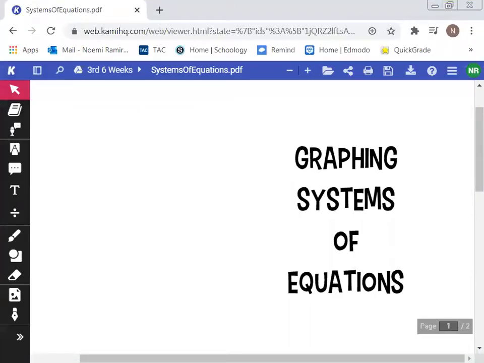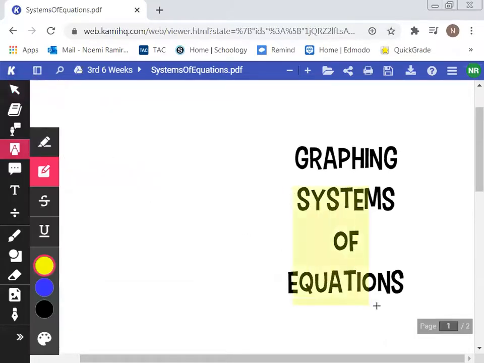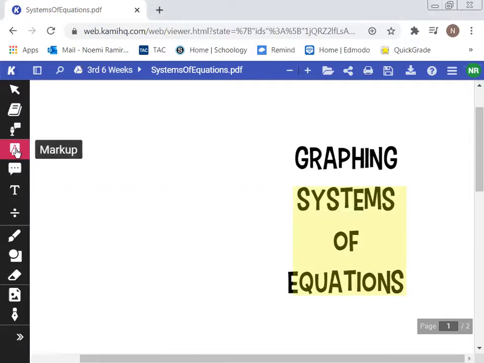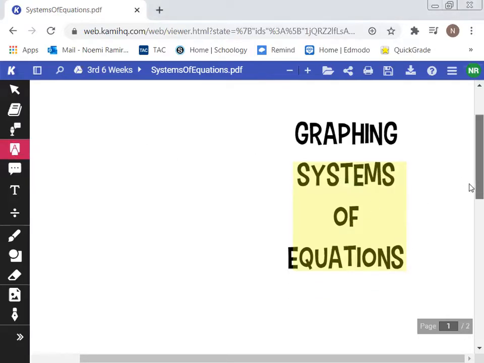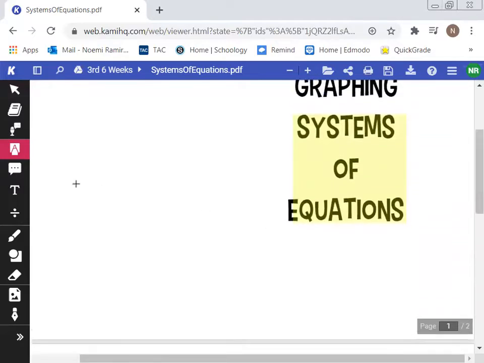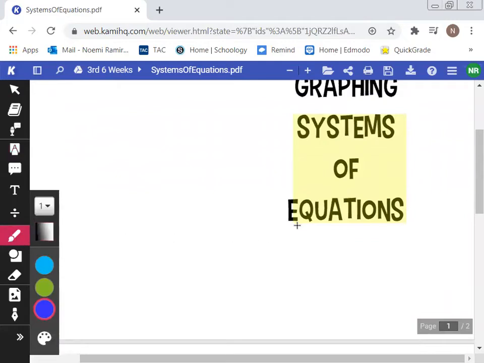Right, guys. So the next topic that we're going to be going through in this 6 weeks is systems of equations. Now, a system of equations, let me highlight this. A system of equations is basically where you have two or more lines on the same coordinate plane. There are several different ways to find the solution to a system of equations, but today we're going to be practicing doing this by graphing. That's why it says graphing systems of equations.